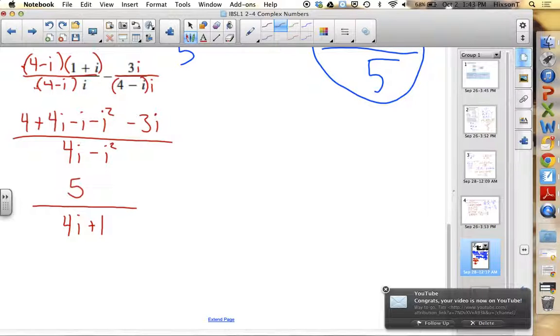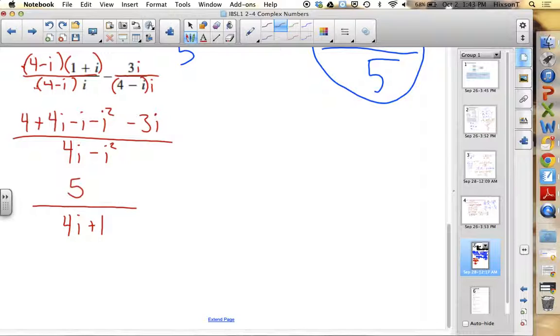I have a 4i minus a negative 1, so 4i plus 1. Notice here, 4i minus i is 3i, minus 3i is 0, so there are no i's left. But 4 minus a negative 1 is 5 in my numerator. Now, what am I going to multiply by to rationalize our denominator? 4i minus 1. There you go, 4i minus 1.